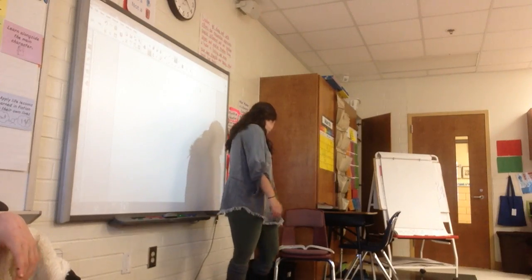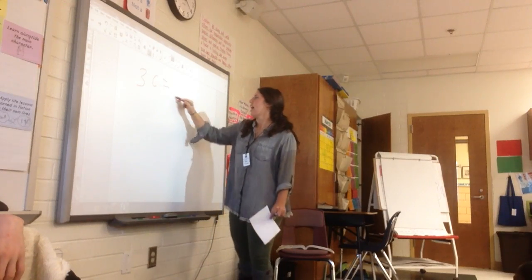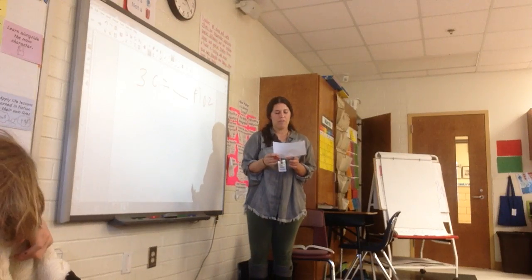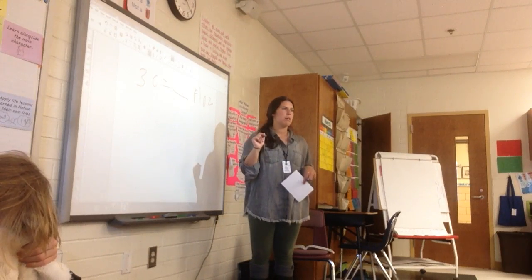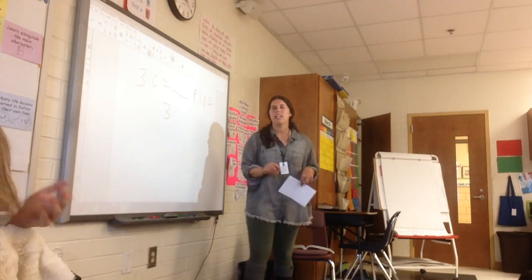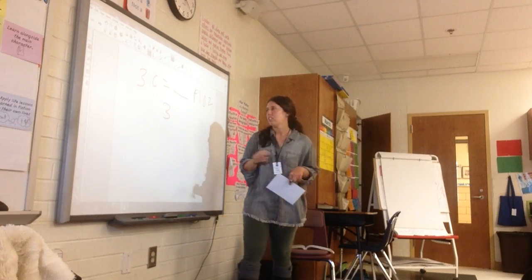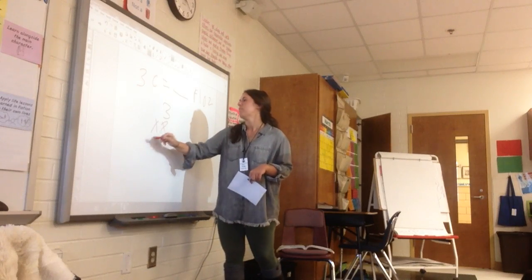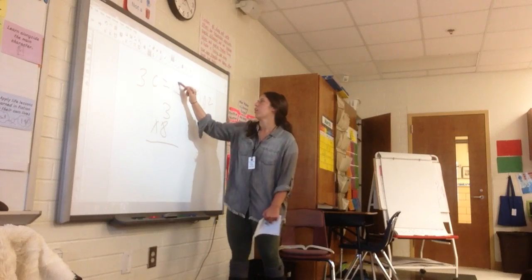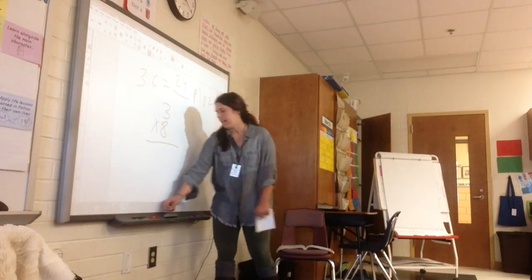Next problem is 3 cups equals how many fluid ounces? So we're going from larger to smaller. So what are we going to do? Multiply. Yes. So we have 3 cups. How many fluid ounces are in 1 cup? 8. So we do 3 times 8, and that's going to give us 24. So 3 cups equals 24 fluid ounces.